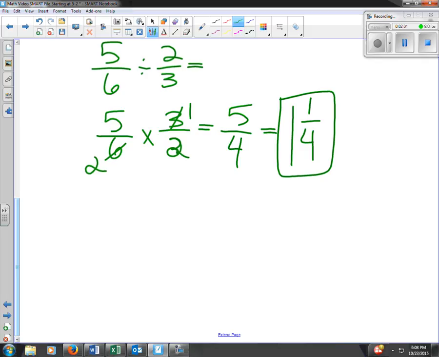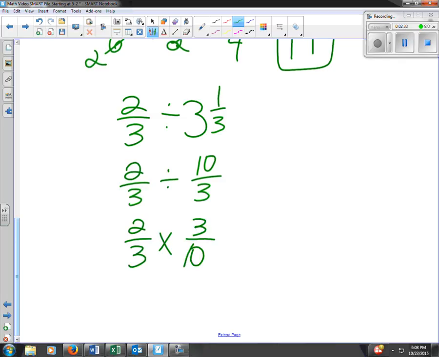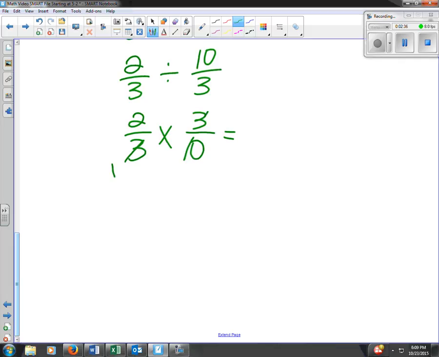Okay, let's try another one. Oh, no, that's not it, wrong one. Okay, let's try 2/3 divided by 3 and 1/3. You must put it into improper fractions, so let's do that first. 2/3 divided by 10/3. Remember, 3 times 3 and then plus 1. So then you keep, change, flip. Okay, cancel things out, and you get 1/5 as your answer.